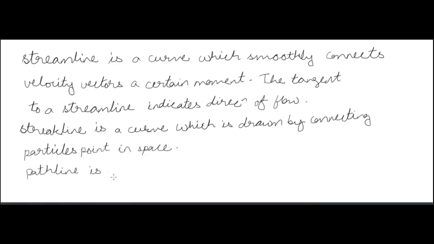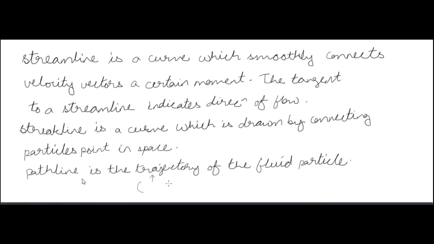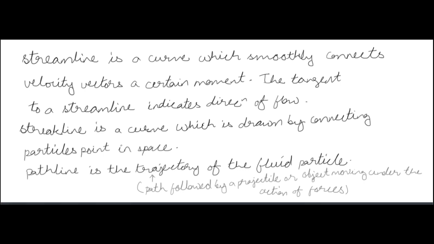And a path line is the trajectory of the fluid particle, because it is the original path traced by the fluid particle. If you don't know, trajectory is the path traced by any projectile or an object moving under the action of forces. Even a projectile is facing the force of gravity and also the force with which it has been thrown. Any object moving under the action of forces, the path traced by that object is known as trajectory.